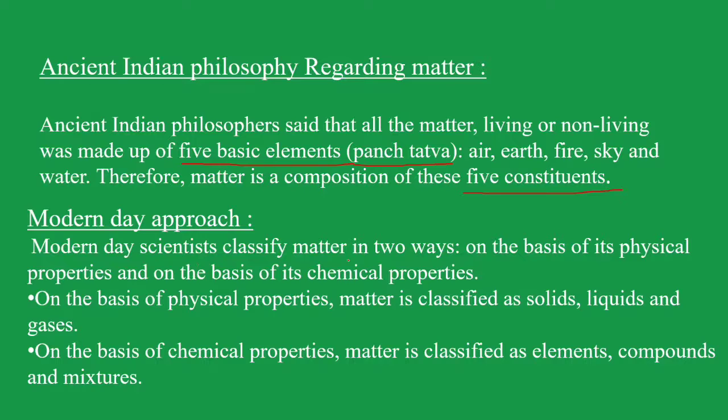Modern day scientists classify matter in two ways, on the basis of its physical properties and on the basis of its chemical properties. So what are the classifications? On the basis of physical properties, matter is classified as solids, liquids, and gases. On the basis of chemical properties, matter is classified as elements, compounds, and mixtures.